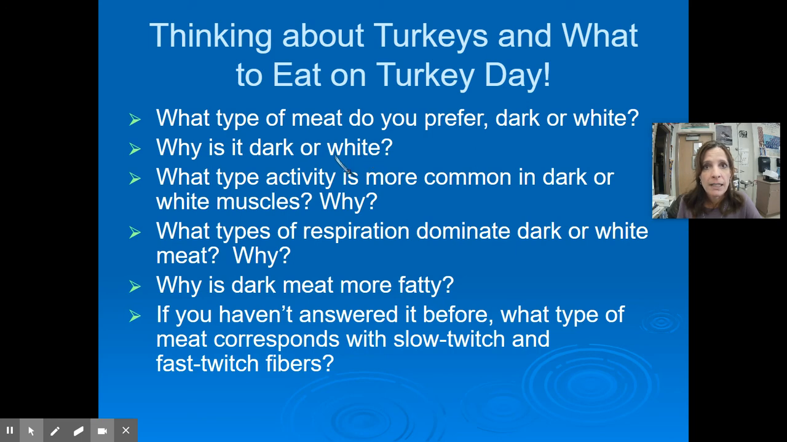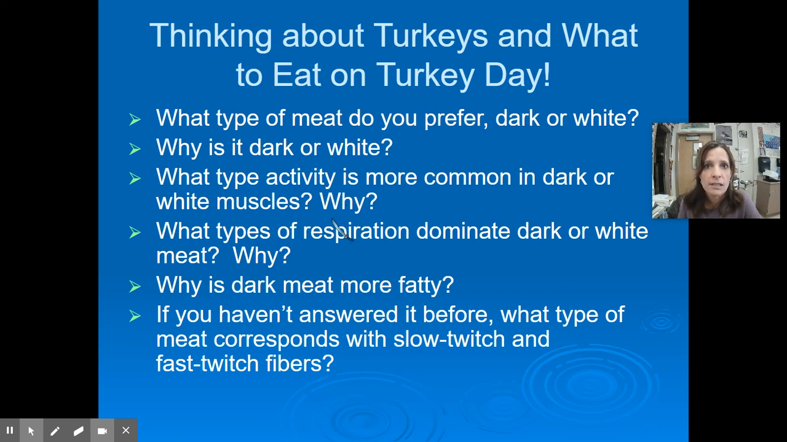So it's dark or white because of the amount of myoglobin. So the dark meat has more myoglobin and the white meat has less. So what type of activity is more common in dark or white muscles? So if you think of the white muscles, like the main one that we eat of a turkey is the breast meat, right? And that's attached to the wings, and turkeys, I don't know if you guys know, but they don't fly a whole lot, right? They have short bursts of flying.